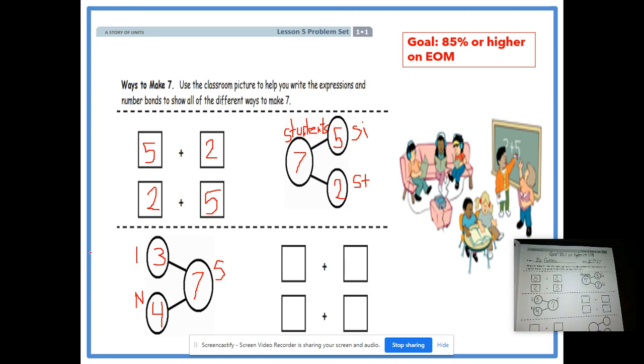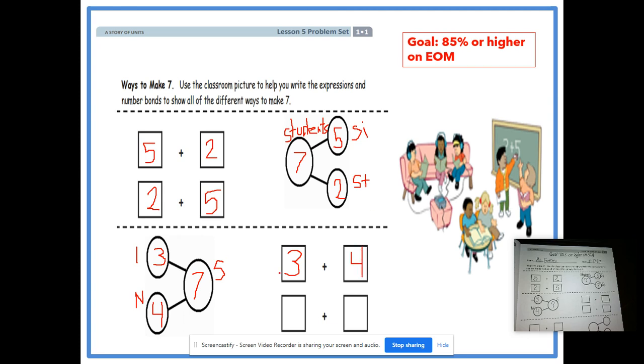And what is the first expression we could make, starting with the number of students listening to a story? Ready? Yes, that's our first part, 3. How about the number of students not listening to the story? What's that part? Get ready. Yes, 4. So 3 plus 4 is our first expression.